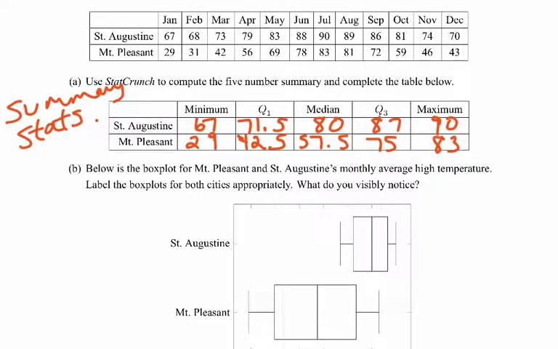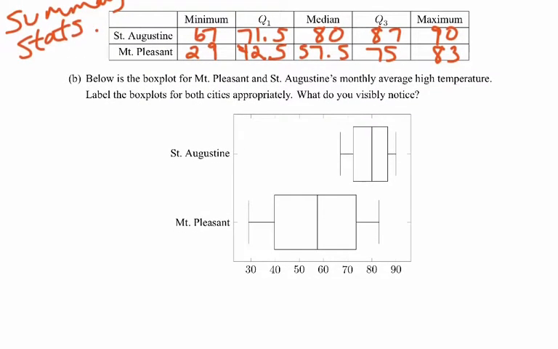So below is the box plot for Mount Pleasant and St. Augustine's monthly average high temperature. Label them for both cities. So St. Augustine is at the top. So here's what we have. The minimum temperature for St. Augustine, I'm marking it down here, is around 67. And that corresponds to what's called the lower fence. And I'll explain this better in just a minute on the next page. But go with me for a second.